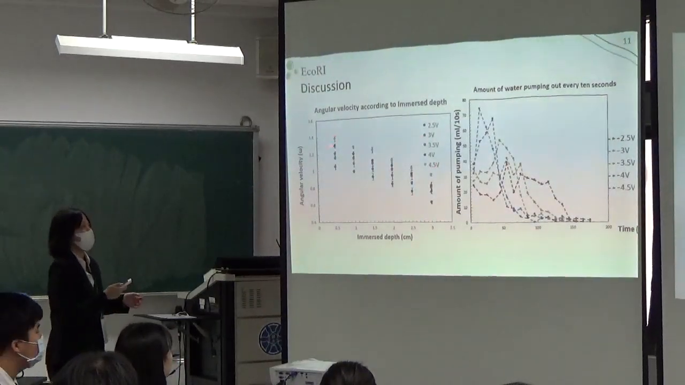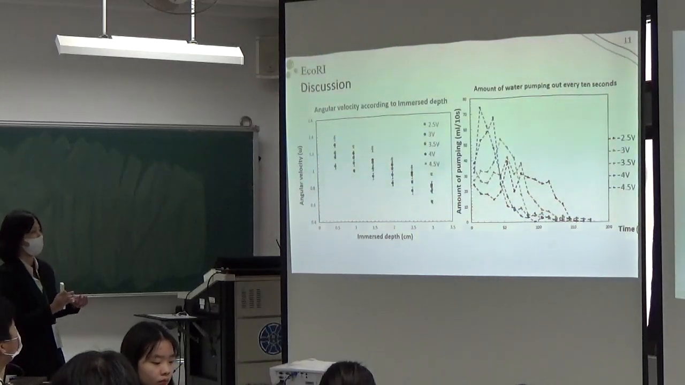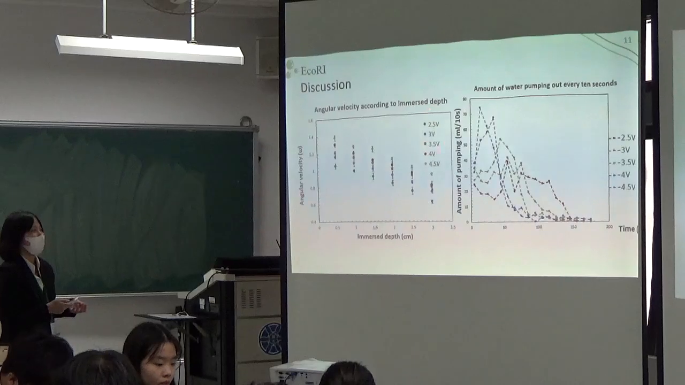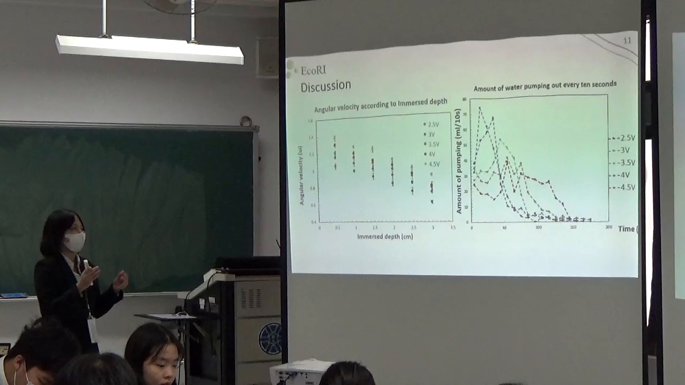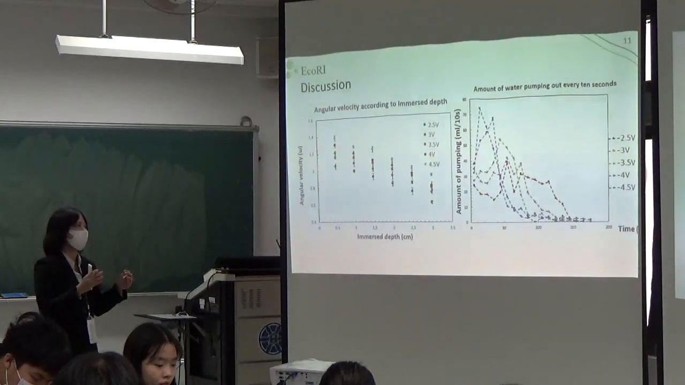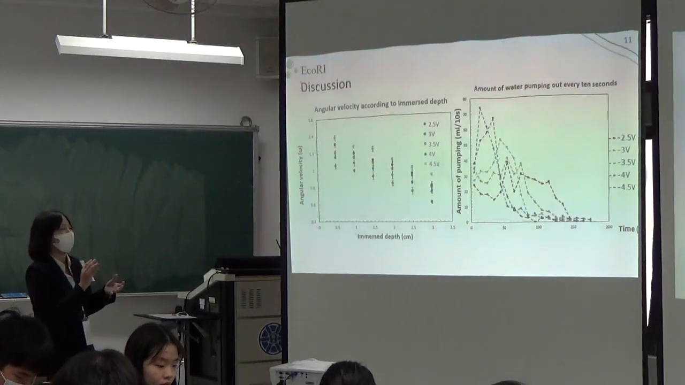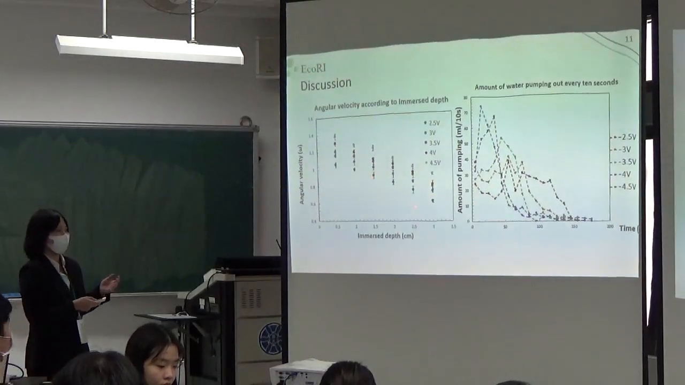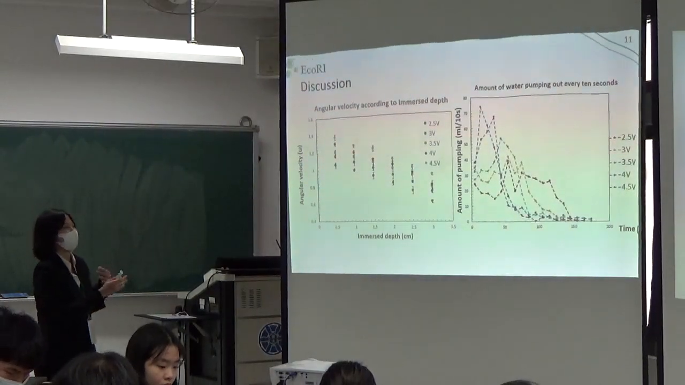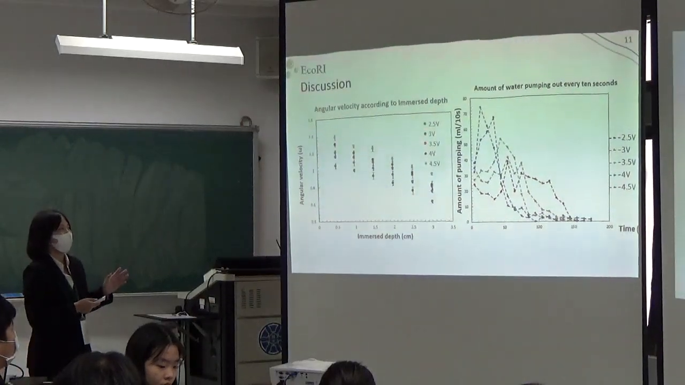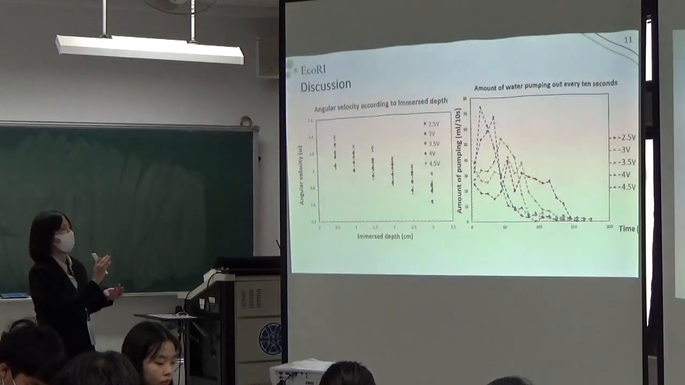And the left side picture is where we did the experiment of changing the immersed depth of the straw. And we found that if the immersed depth increases, it means that the water resistance to the straw will increase, and it will let the rotating speed decrease. And we can see that the angular velocity will decrease when the immersed depth increases.